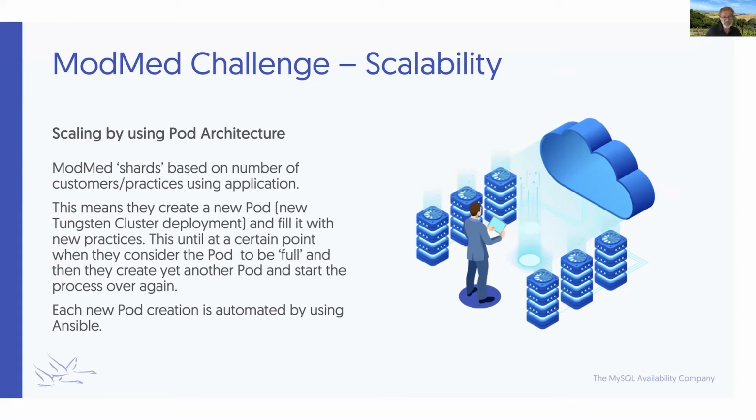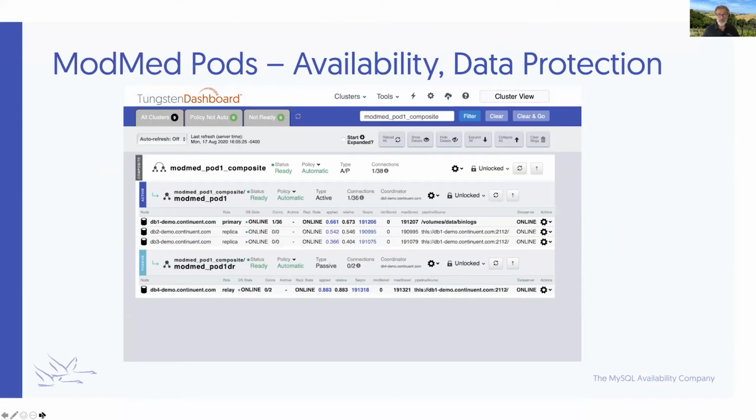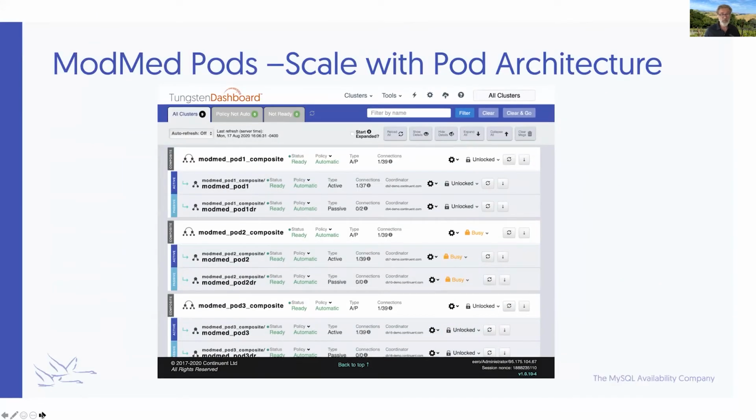And when you do this in an automated fashion, like in Modernizing Medicine using Ansible, the actual deployment is practically automatic, and in the cloud, it's really easy to build these Tungsten clusters. For the management layer, Continuum offers a graphical user interface. This is a representation of one of the pods, and this is how it looks when you have multiple pods, basically managed through the same interface.